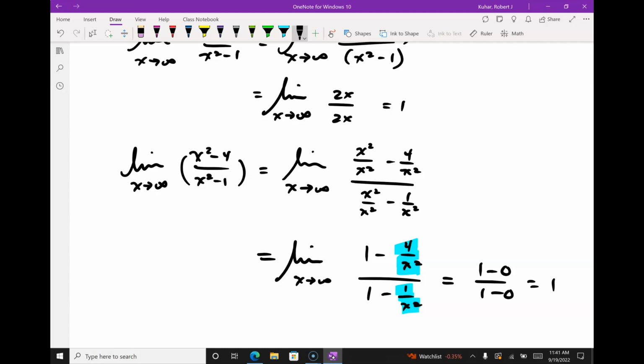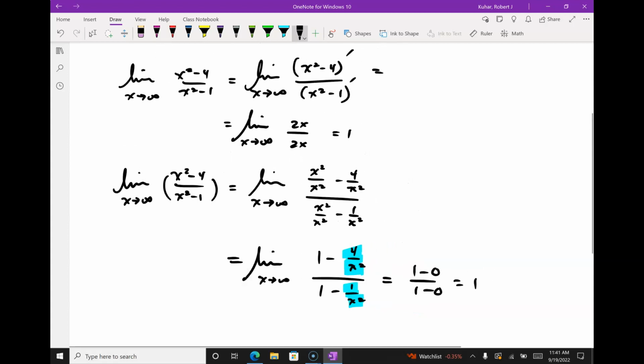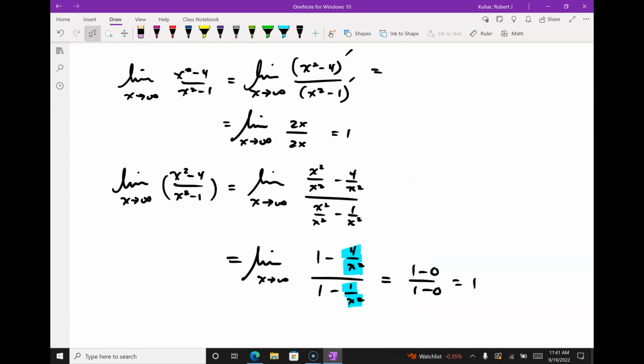All of them very easy to do: to plug in the numbers, to look at the graph, to do L'Hopital's rule, to divide by the highest power of x. Pretty simple to do, yeah? Let's look at another one.